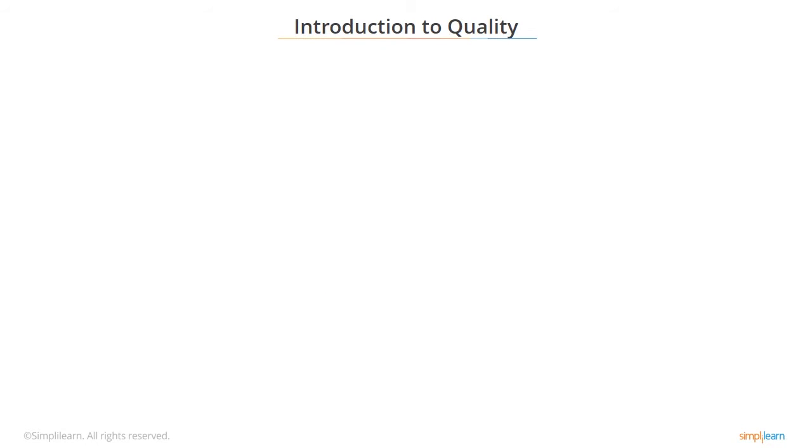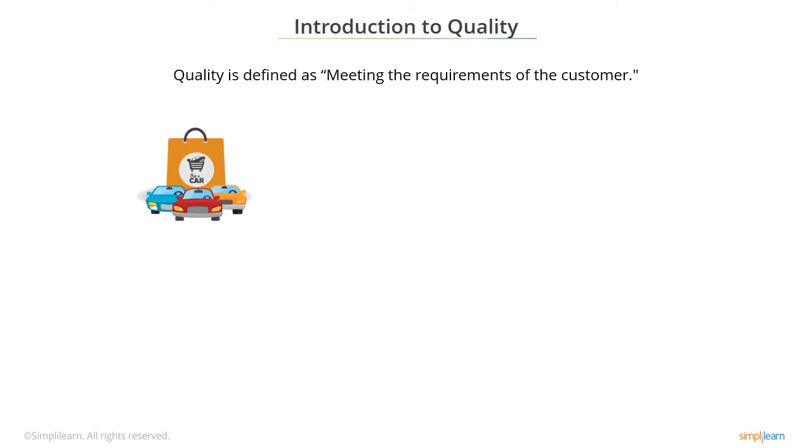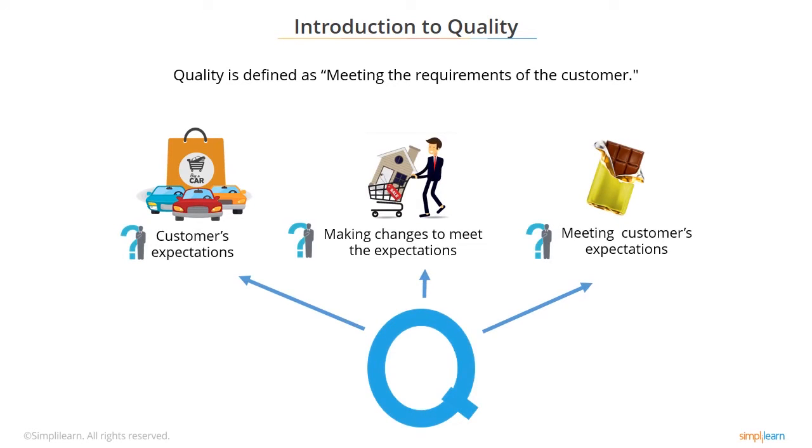Let's begin this lesson by defining quality. Quality is defined as meeting the requirements of the customer. Well, what features do you look for when purchasing a car? What facilities do you want in your house or apartment when buying one? What do you expect from a premium chocolate candy bar? Answers to these questions will tell what quality means to you for each of these items.